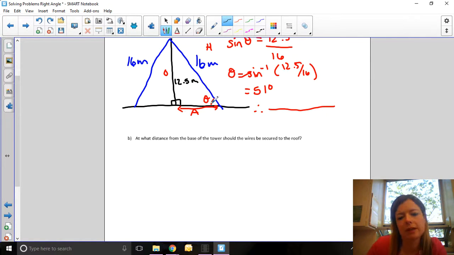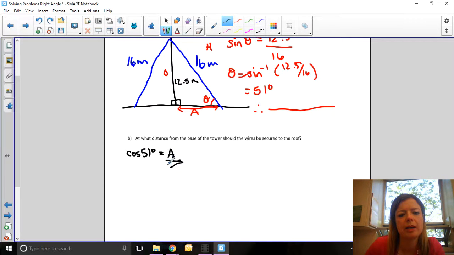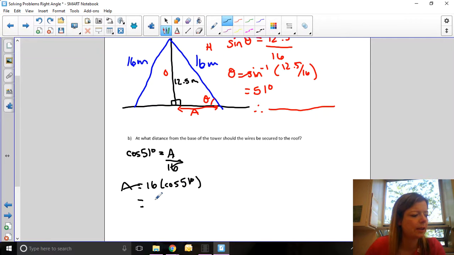So I could use cos here because I want my adjacent and I know my hypotenuse. Okay, so we can say cos of theta, cos 51 degrees equals adjacent, so A, that's what we want to know, over hypotenuse, which is 16. So A equals 16 times cos 51 degrees. So that gives you about 10 meters.